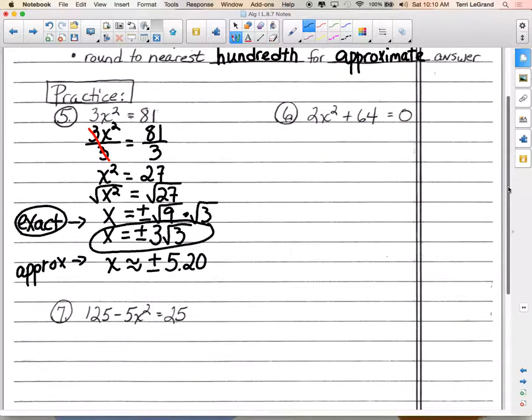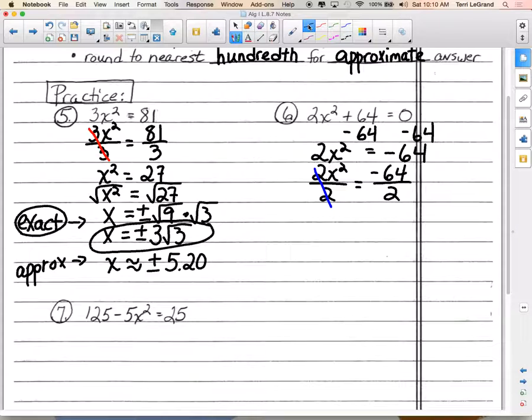Okay, let's move on to number 6. We don't have ax squared set equal to c, so we will have to move one or the other. Let's move the constant over to the other side. Doesn't matter which side we do it. 0 take away 64, we have a negative 64. Now we will divide both sides by our a value because it isn't just 1. So we have both sides being divided by 2.